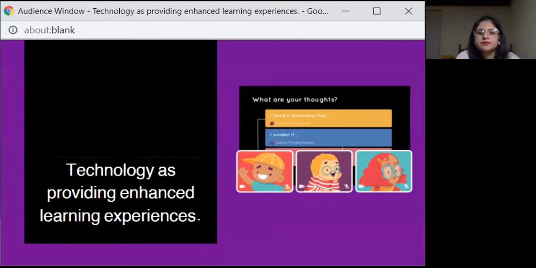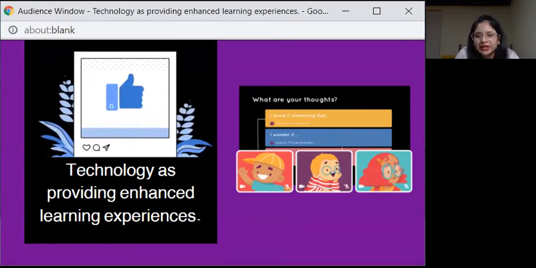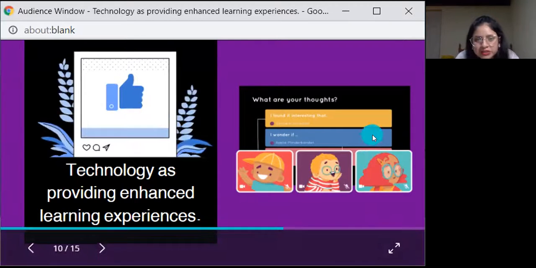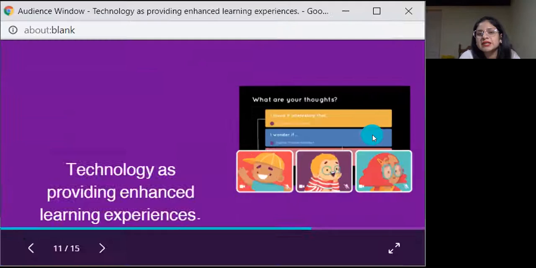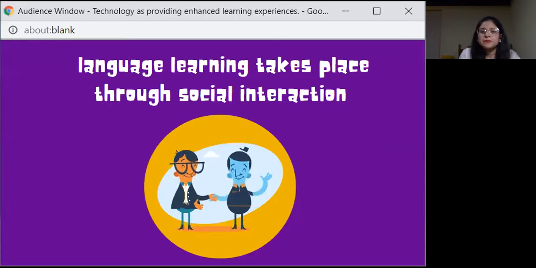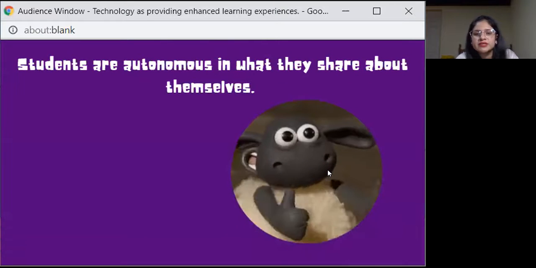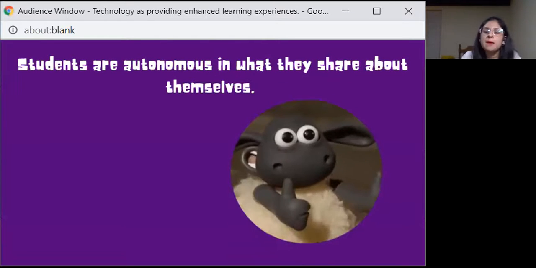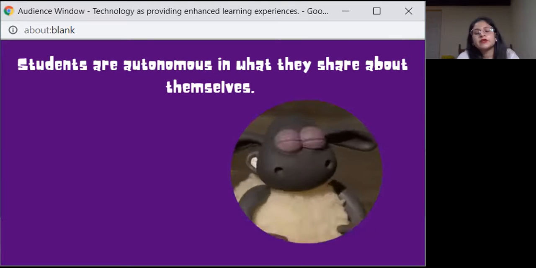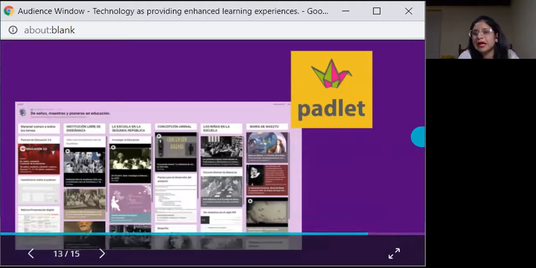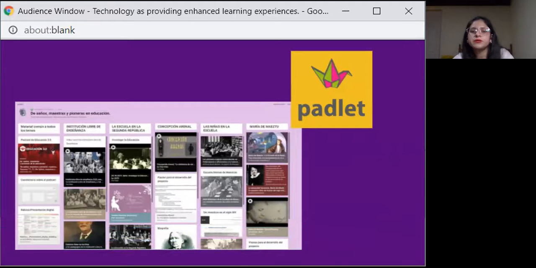Let's talk about technology as providing enhanced learning experiences. With this one, we know that one principle of this method is that language learning takes place through social interaction. This is one principle of this method using technology. As well, the second principle is that students are autonomous in what they share about themselves. For this second thing, I will explain why I like to use Padlet, and this is advice for you.